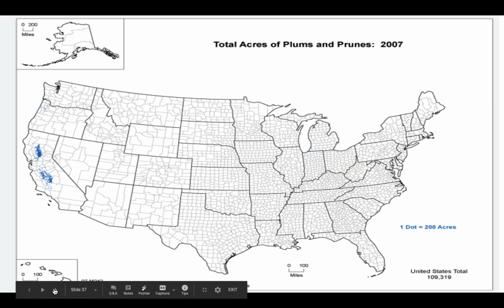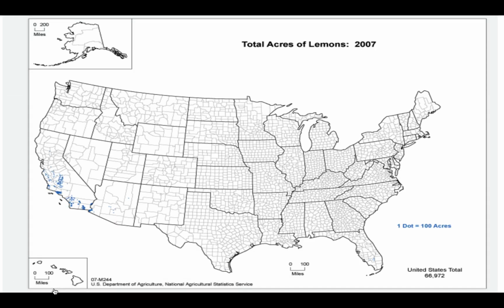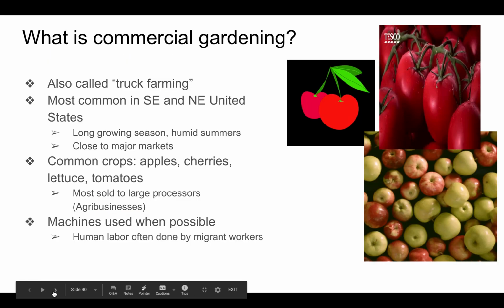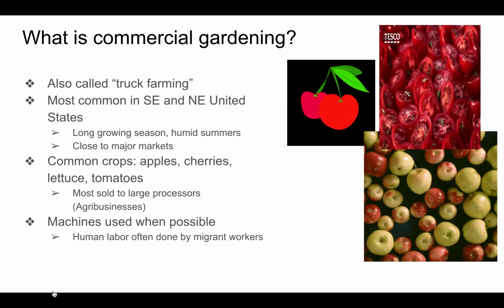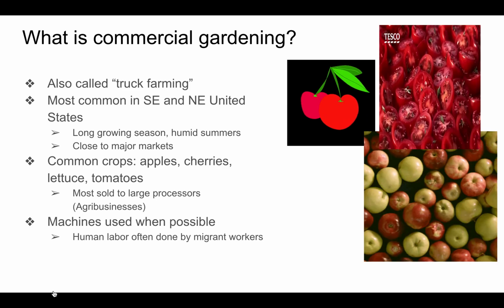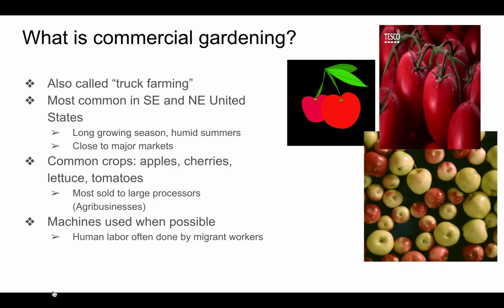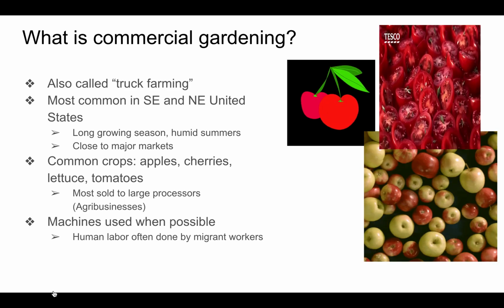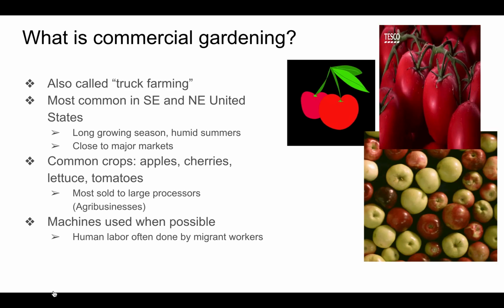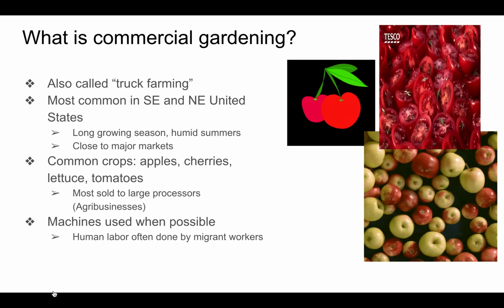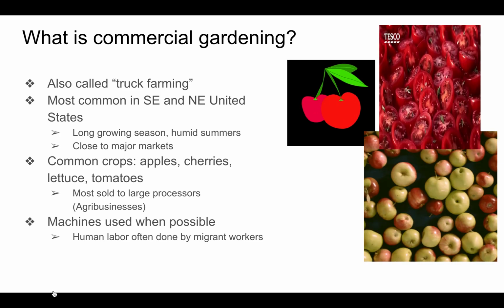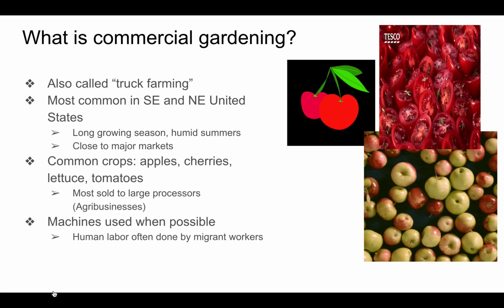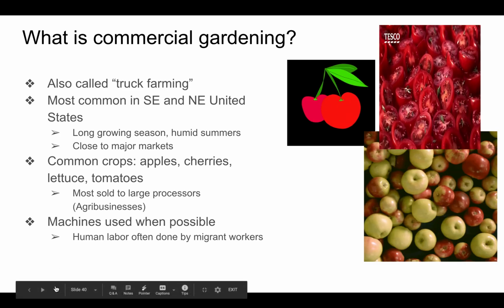Look at grapes. You can see plums, and then tropical fruit such as lemons, wine production, and then commercial gardening. It's also known as truck farming, most commonly found in the southeast. They have a long growing season. They're close to emerging markets. Their common crops are horticulture, and the horticulture products are apples, cherries, lettuce, tomatoes. Most are sold to agribusinesses, so large conglomerate food producers, processors, and distributors. Machines are used in a lot of this production, with hand labor being migrant workers.